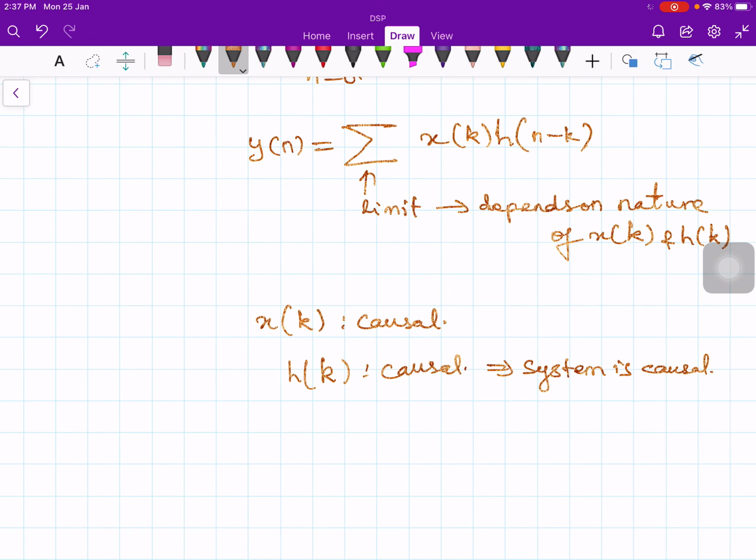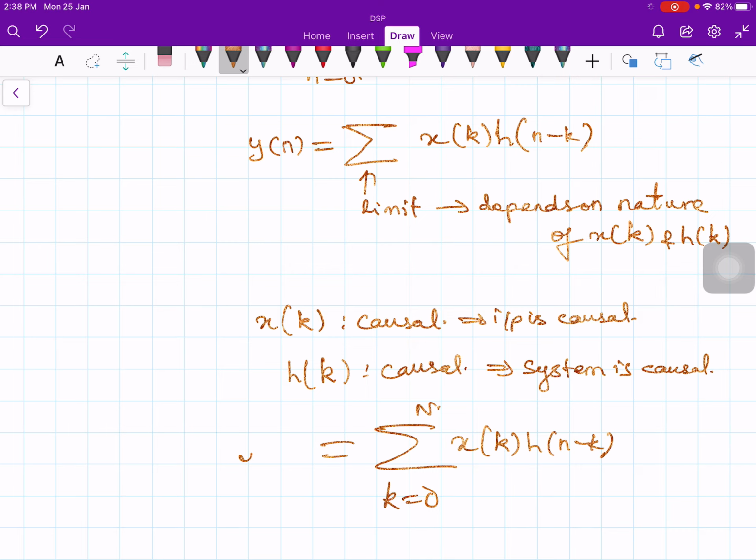Then x of k is causal means the input is causal. If the input is causal and the system is causal, then the limit is k equal to 0 to some finite value, let's say n, of x of k and h of n minus k. This is my y of n.